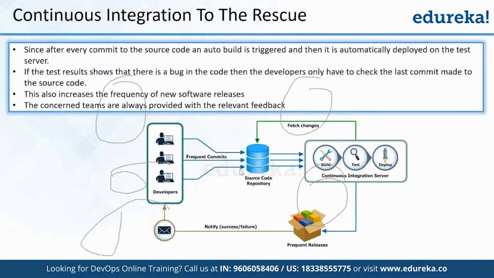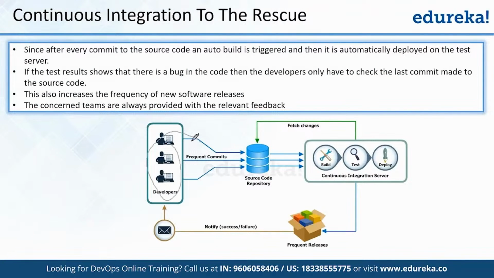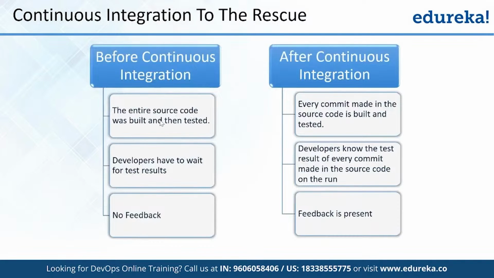Now in the continuous integration process, you have frequent commits to the source code. The moment it is committed, you will have your build, test cases, deploy, and all the audits invoked, which in turn will send you notifications if any one of them fails. So for each and every commit or group of commits, you get frequent feedback. Before continuous integration, the entire source code was built and then tested, and the developer had to wait for test results. After continuous integration, every commit is built and tested, and the developer knows the test result every moment for each commit.